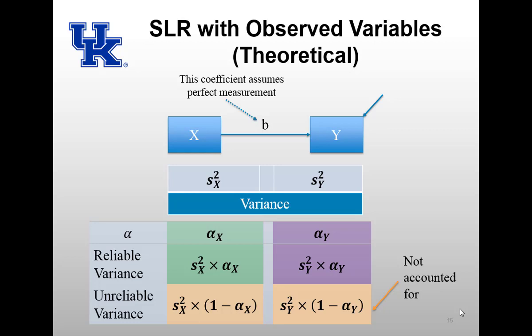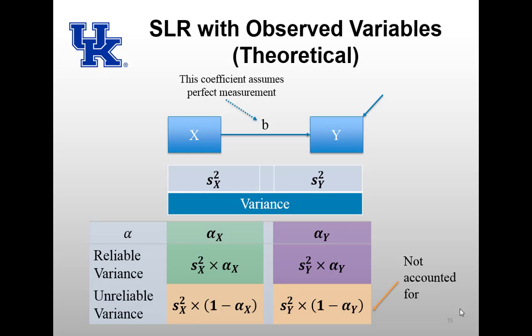Okay. So how does this work in a regression context? I'm just going to show you simple linear regression. This is with observed variables. We've got X and Y that have their own variances. And the path coefficient between them, the regression coefficient, assumes perfect measurement in both X and Y. So we could compute a reliability. We're just using alpha here. There's a lot of different ways to estimate the reliability. We're just pretending like alpha is our reliability.